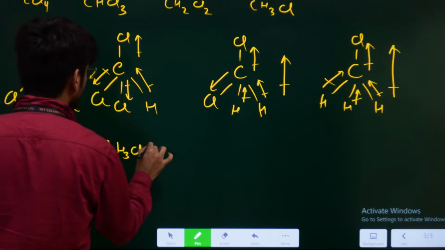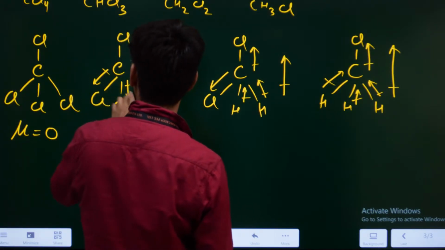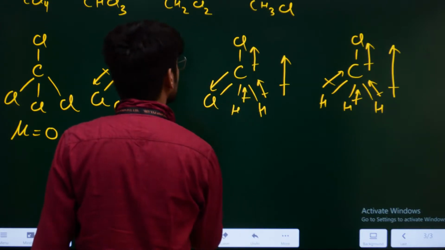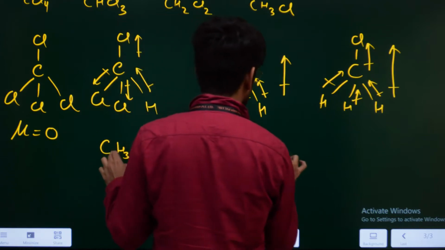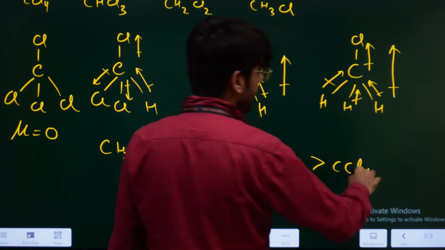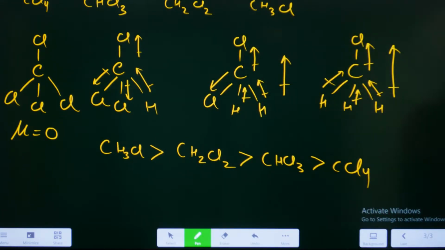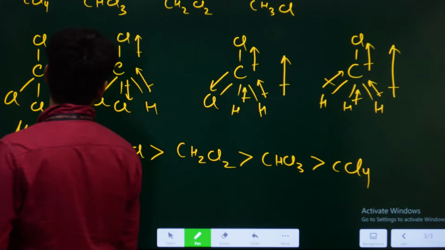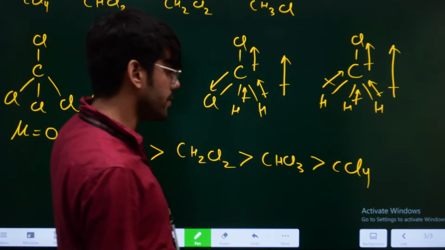So as it can be clearly seen, CH3Cl is having the maximum dipole moment, followed by CH2Cl2. Then we have CHCl3, and finally CCl4, which is having 0 dipole moment. Tell me if this is clear. Clear, because obviously there is more neutralization.